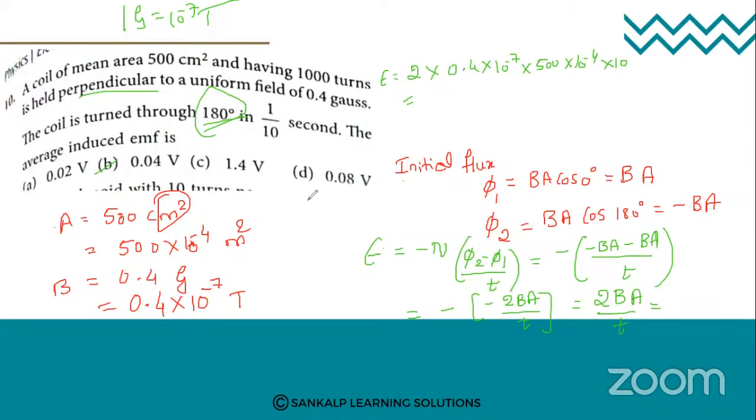Further, the induced EMF is equal to minus N d phi by dt according to Faraday's law. So d phi by dt, what is d phi? That is the rate of change of magnetic flux. So the rate of change of magnetic flux we can take as phi2 minus phi1, divided by time. Yes. So now the phi2 value we have substituted, the phi1 value we have substituted, it becomes minus 2BA upon time, and minus into minus becomes plus. So therefore 2BA upon T. Substitute all the values, you will get option B.